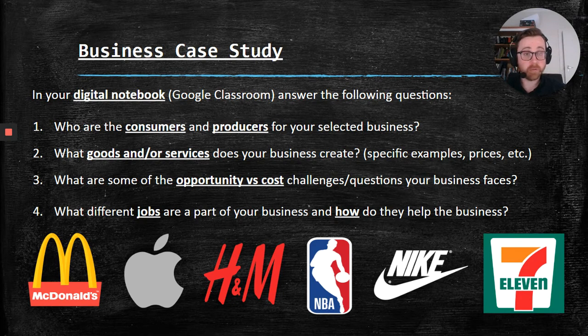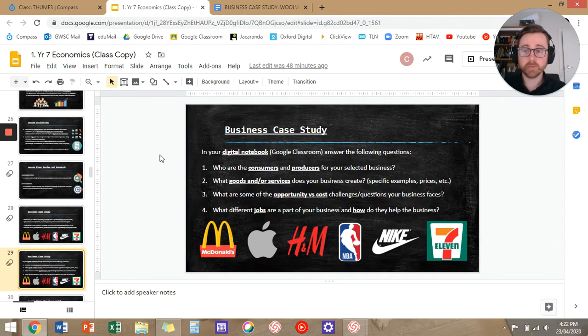So don't just say food, say the specific type of food that that business makes. If you can include a price or a description of those products. Because odds are that some of these products from Apple and from H&M, I won't know what that means. So I'll need a description. Question 3, what are some of the opportunity versus cost challenges or questions your business faces? Question 4, what different jobs are a part of your business, and how do they help the business? So that's connecting to chapter 20.7, what we did last lesson, looking at the world of work. So that's what we're doing this lesson, just a couple of slides to read through there.